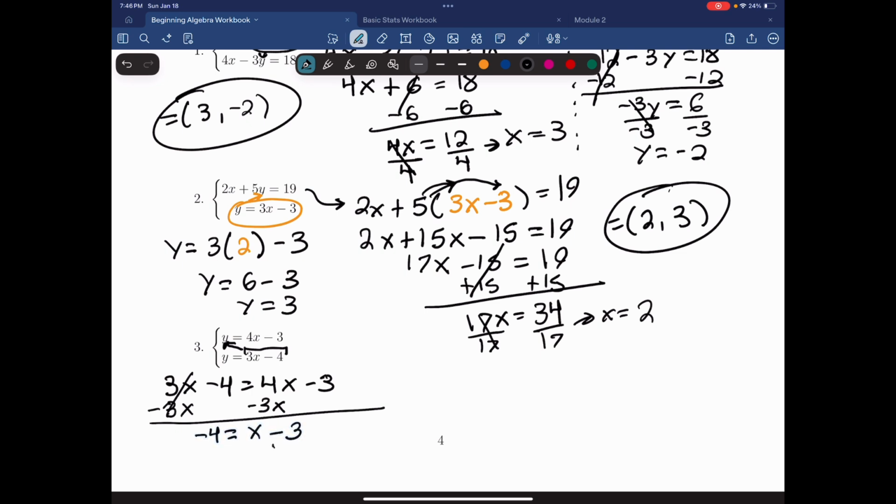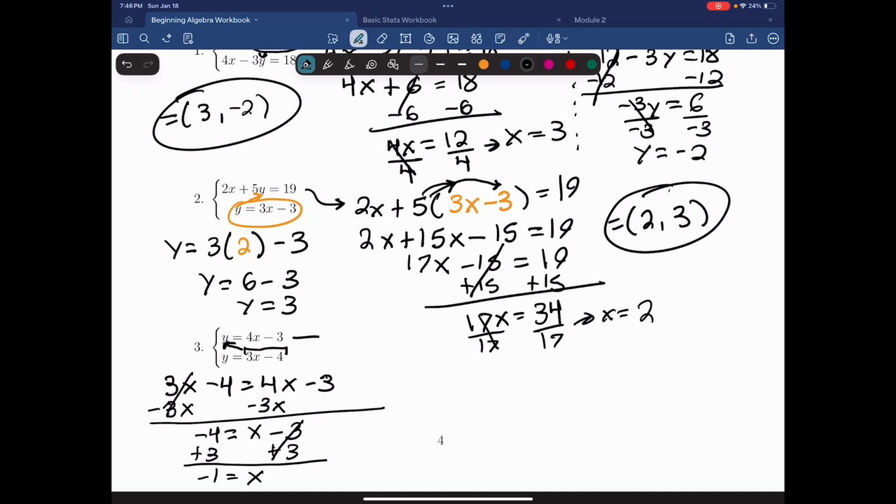And now to solve for x, I'm going to add 3 on both sides. So we get negative 4 plus 3, which is negative 1. These 3's cancel, and we just get x. So x equals negative 1.